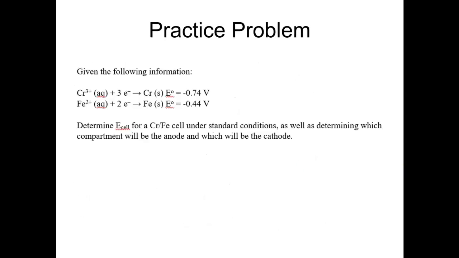All right, final thing, a practice problem. So given the information here, the reduction potential for chromium-3 to chromium-0, which is negative 0.74, and the reduction potential from iron-2 to iron-0, whose reduction potential is negative 0.44. Determine the cell potential that I would get if I made a cell from these two things, an iron-chromium cell under standard conditions, and then determine which compartment would be the anode and which would be the cathode. You can go ahead and pause this if you want and think about it, and then turn it back on.